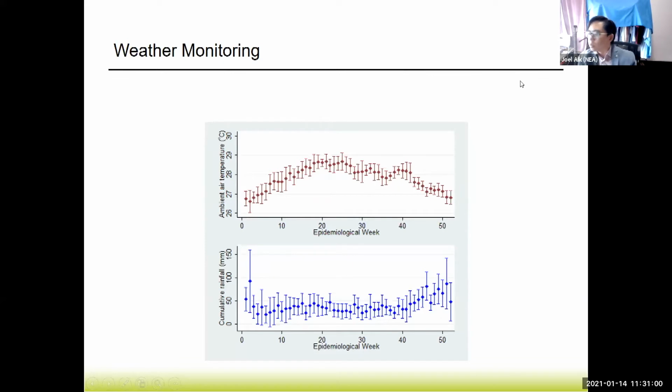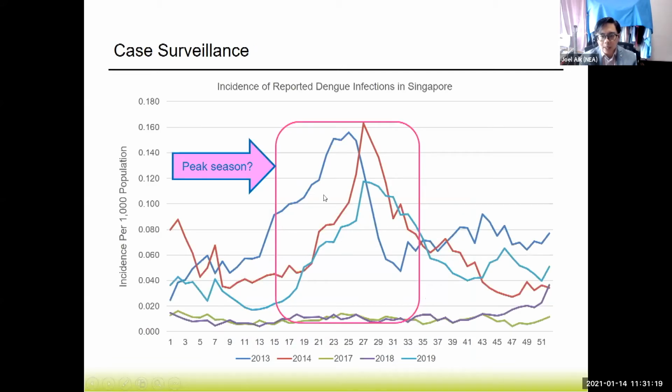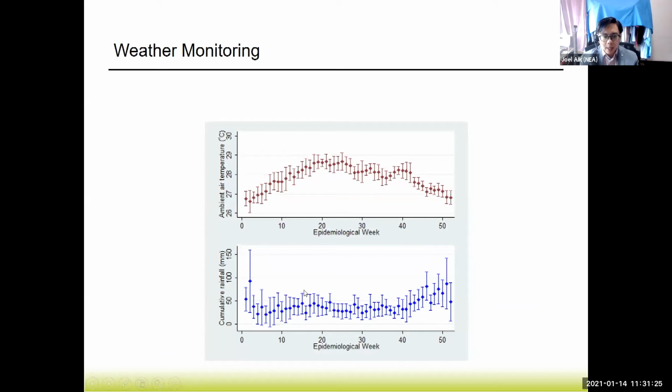Yep. So Zahid said favorable temperature for mosquito to breed. Yes, positively related. That's right. So you can see that the rise in ambient air temperature is similar to the pattern for the rise in dengue cases in the middle of the year. 20, 30 degree favorable. Yep, all good.